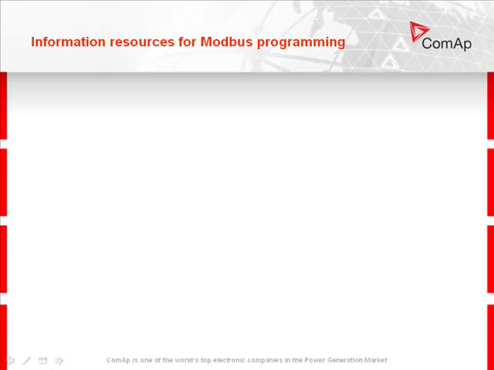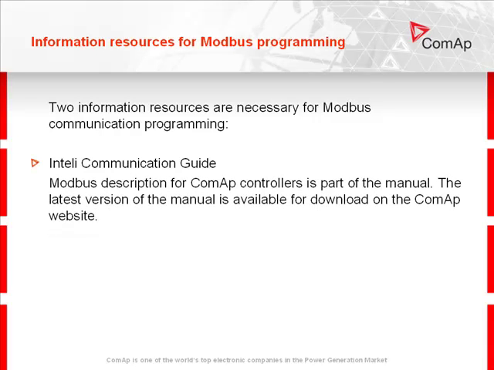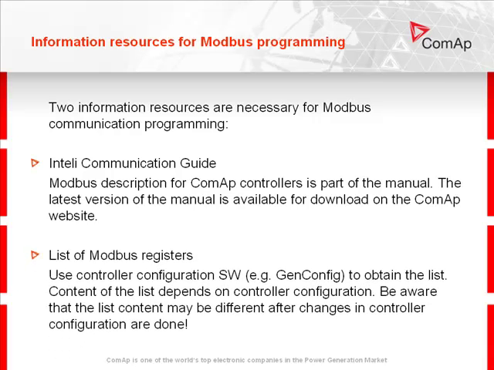Information resources for Modbus programming. Two information resources are necessary for Modbus communication programming. In the Telecommunication Guide, the Modbus description for Comap controls is part of the manual. The latest version of the manual is available for download on the Comap website. The second is the list of Modbus registers. Use control configuration software, e.g. GenConfig, to obtain the list. The content of the list depends on the control configuration. Be aware that the list content may be different after changes in the control configuration are made.